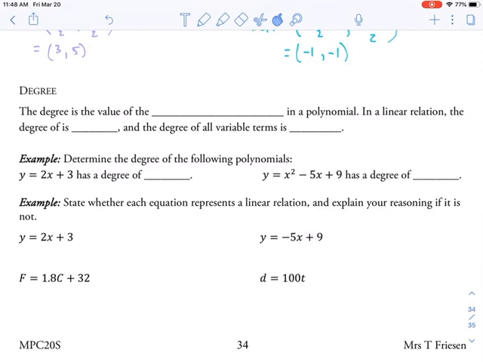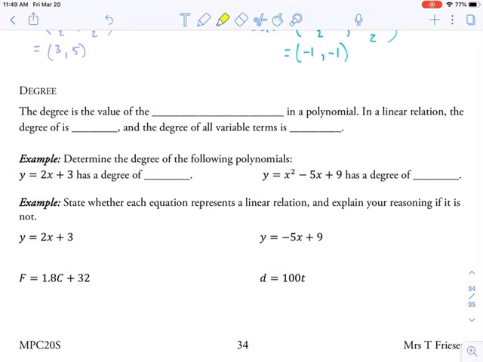So last year, I hope that you talked about how a degree of 0 is a constant, a degree of 1 is a linear function, a degree of 2 and 3 and 4 and so on would be talked about in future years. So a degree is always talking about looking at the exponent in the polynomial that we're looking at.